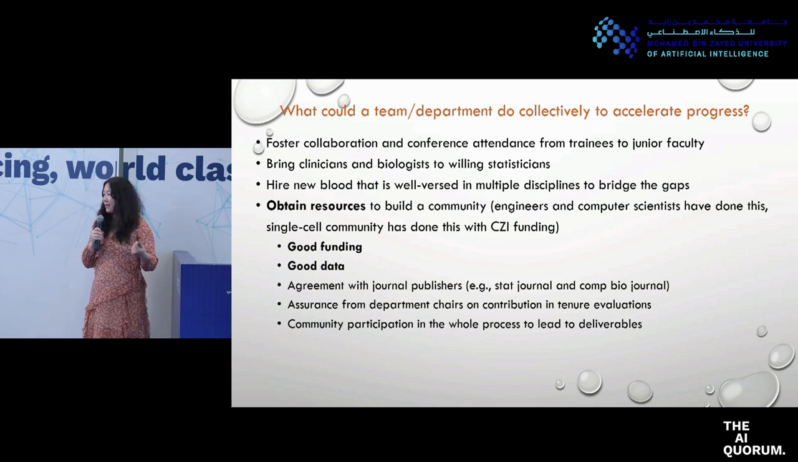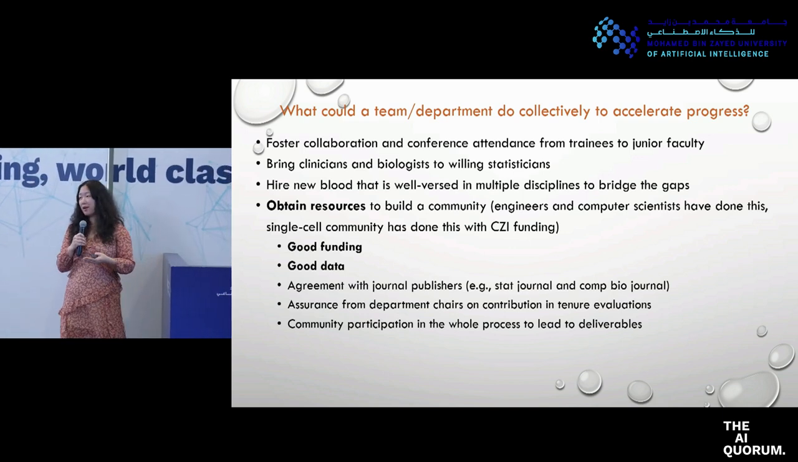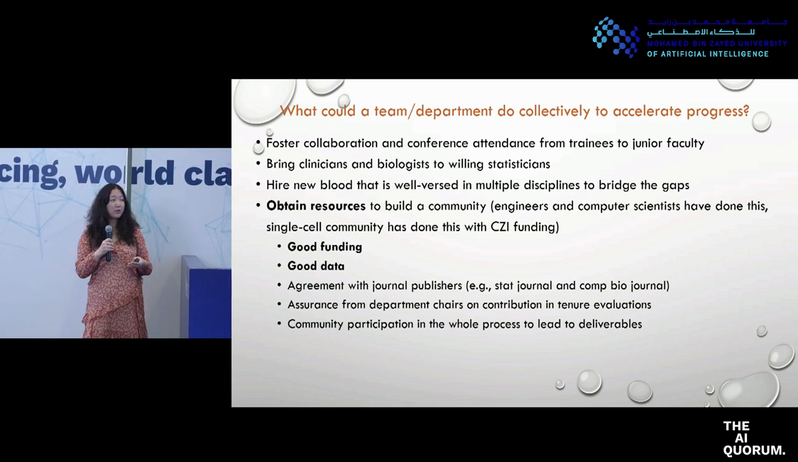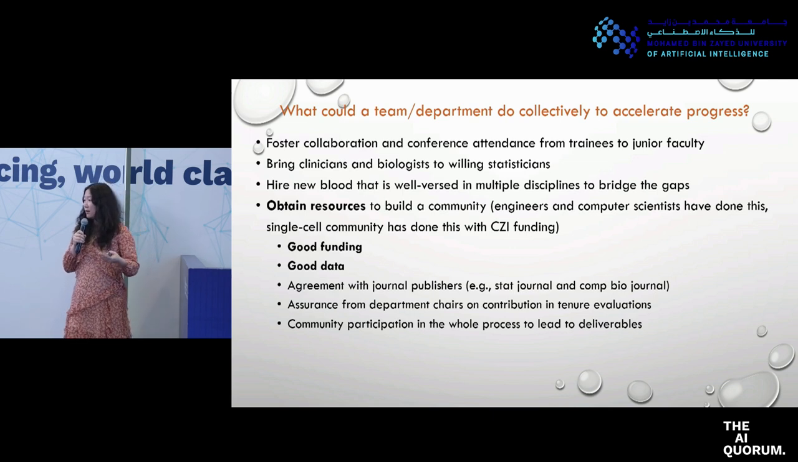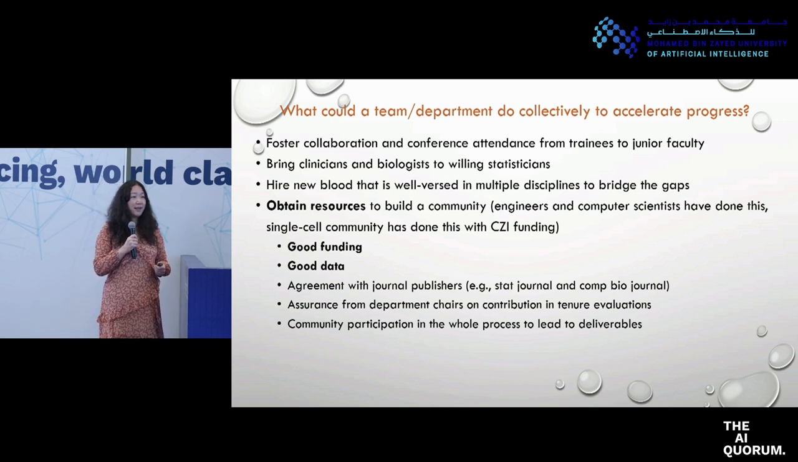So for participating statisticians, there should be agreement with journal publishers, both computational biology and clinical journals, for publishing the findings that are cross-disciplinary, and assurance from department chairs on the participating individual's contribution in tenure evaluation, and always pushing for deliverables that will then give us more resources in terms of funding and data. And with that, I'll stop and I look forward to more discussions.